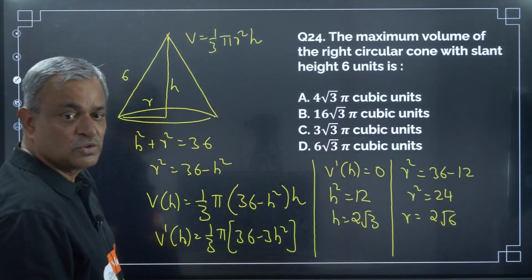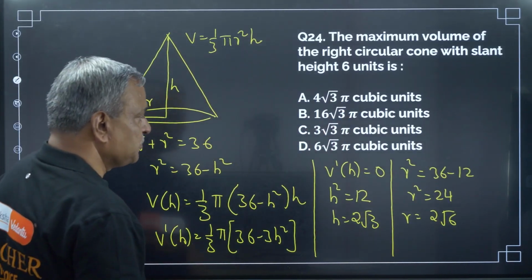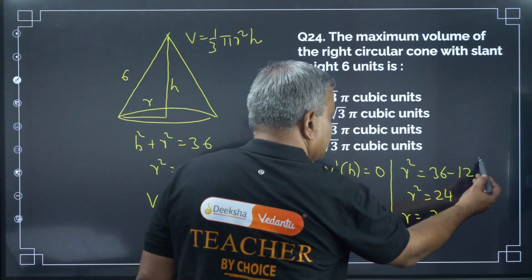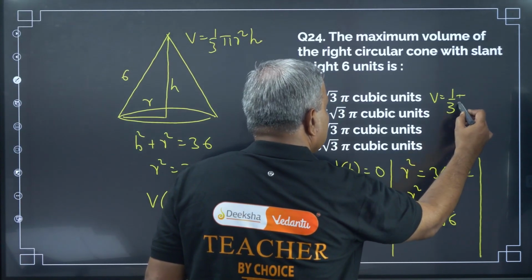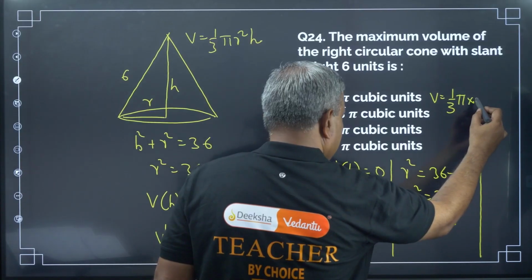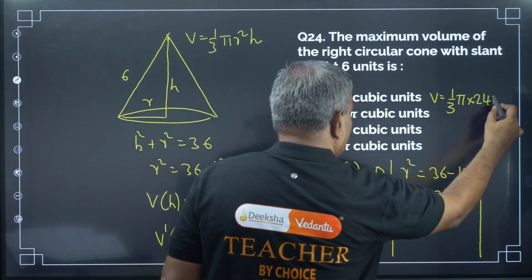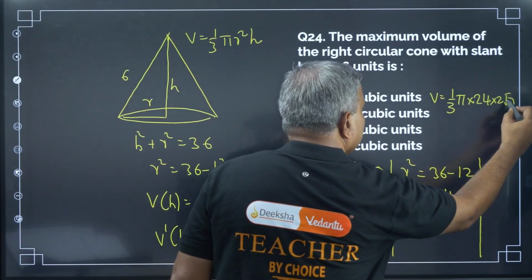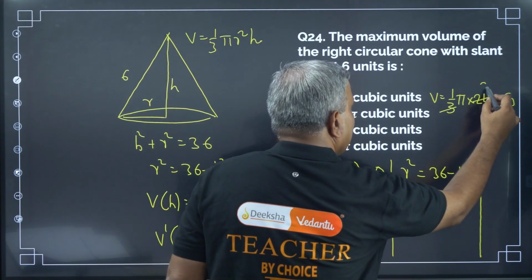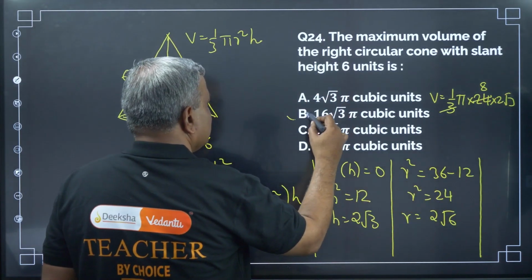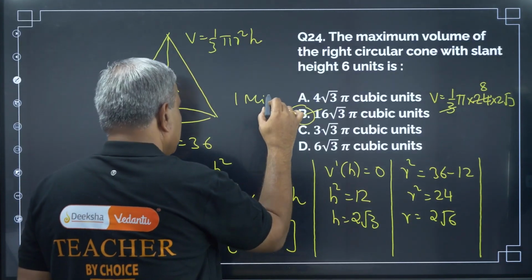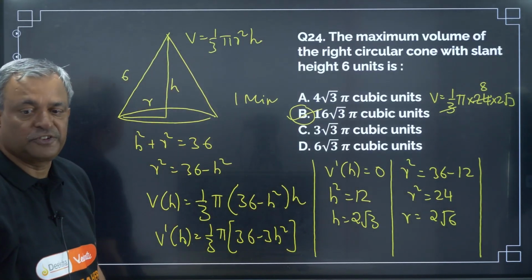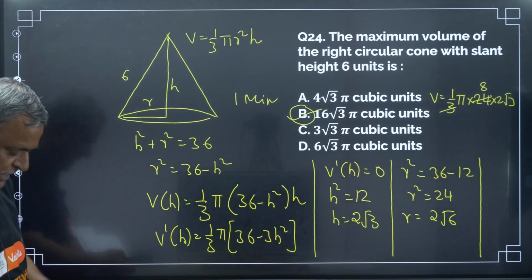Once you know h and once you know r, you have to substitute in the formula. Which formula? V is equal to 1 by 3 pi. r square is how much? 24. What is h? 2 root 3. So this cancels with 8, 8 times 2 is 16. You get 16 root 3 pi. It will take 1 minute of time, and I accept it because you have to do the whole process. Okay, next one.